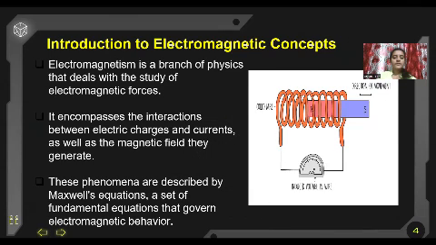Electromagnetism is a branch of physics that deals with the study of electromagnetic forces. It also encompasses the interaction between electric charges and currents, as well as the magnetic fields they generate. These phenomena are described by Maxwell equations, which are a set of fundamental equations that govern electromagnetic behavior.